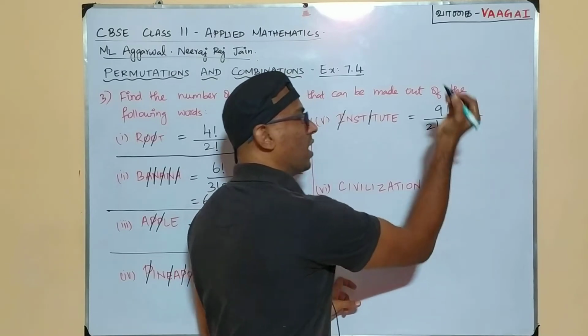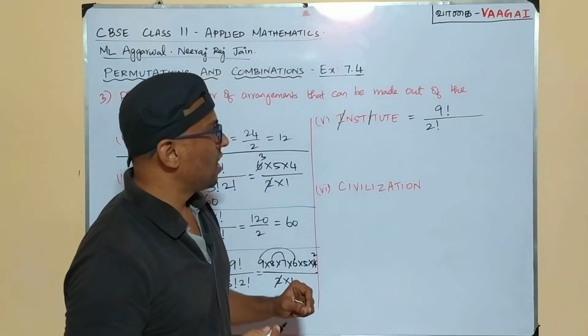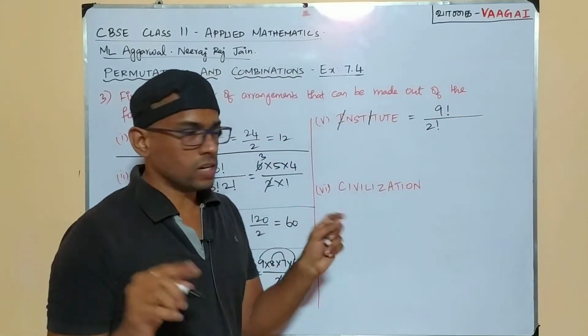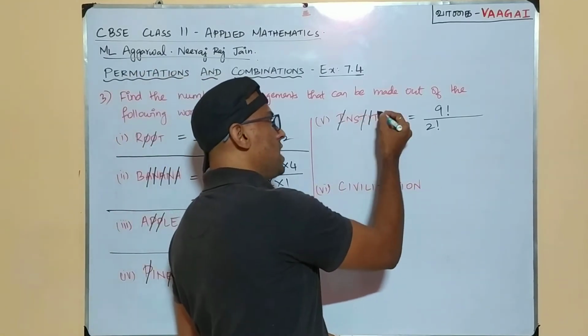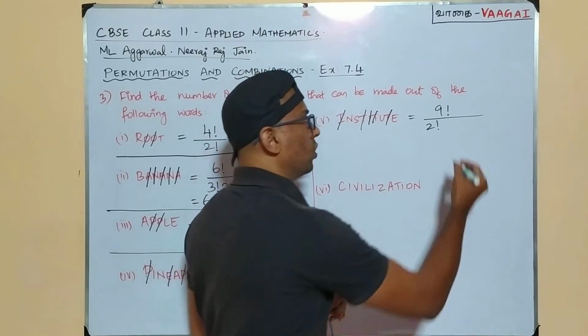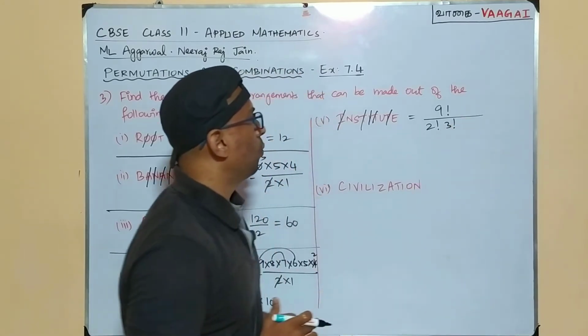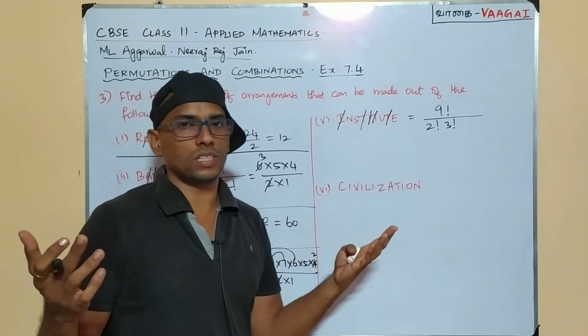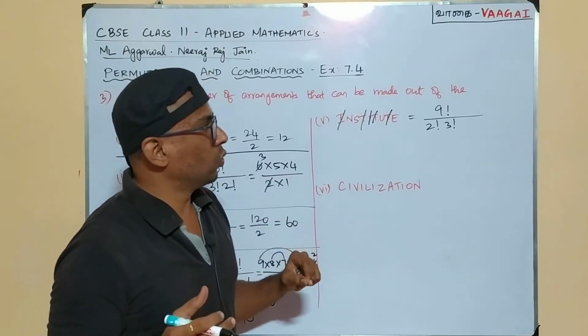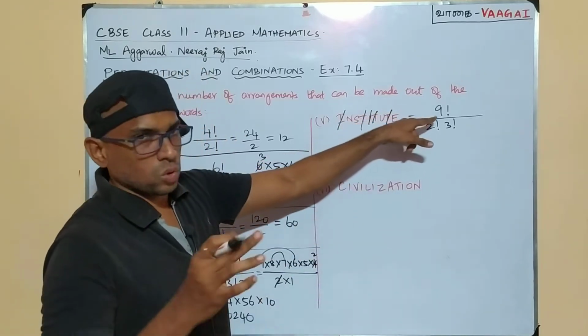So 2 factorial. And what next? Do we have any other letters repeated? Just check it. Yes, of course, we do have the letter T repeated, right? So T, T, T. There are 3 T's here. So divided by 3 factorial. And what next? The others are distinct letters only, so there's nothing to divide by. Hereafter no division is needed.